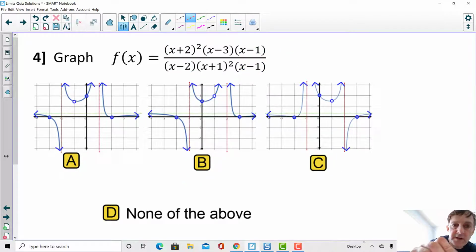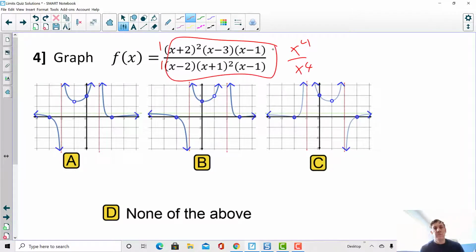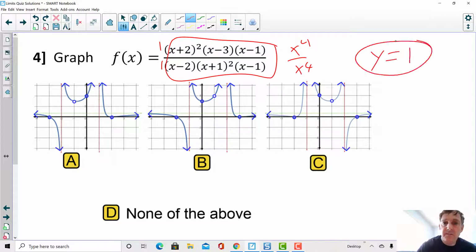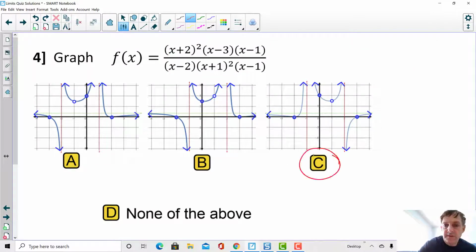Okay, last thing is the horizontal asymptote. You'll notice the coefficients are 1 over 1. If you multiply everything out, you're going to get an x to the 4 over x to the 4 as the leading coefficient, because there's 4 x's there multiplied together. So y equals 1 is supposed to be your horizontal asymptote. You'll notice you see it right there, y equals 1. So the final answer will be C.